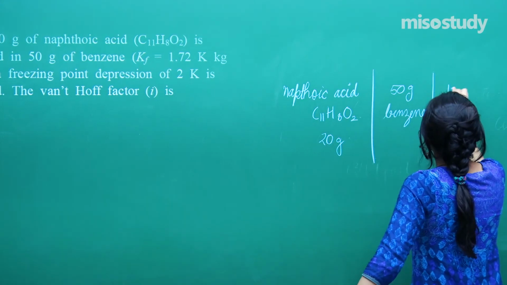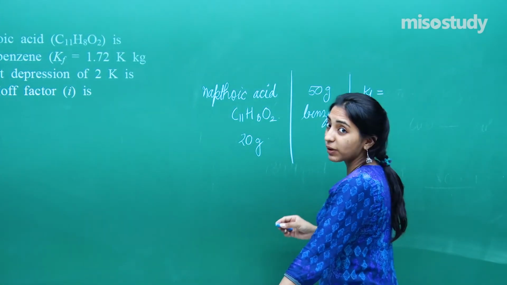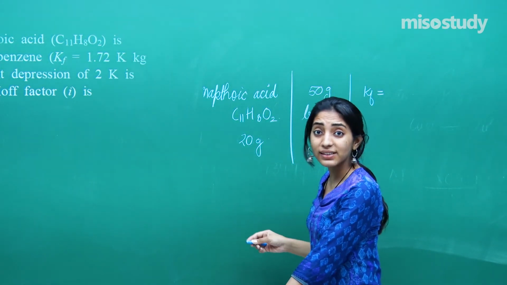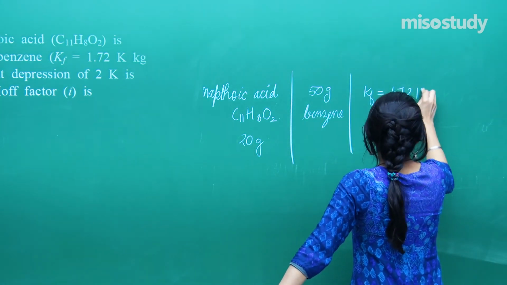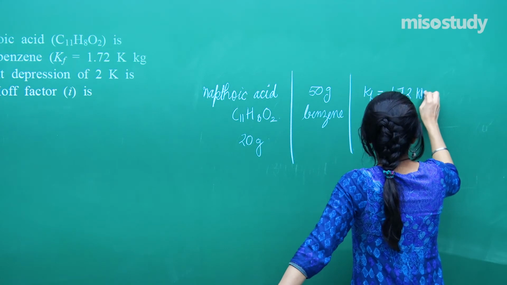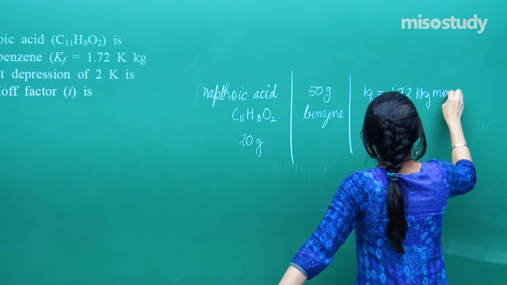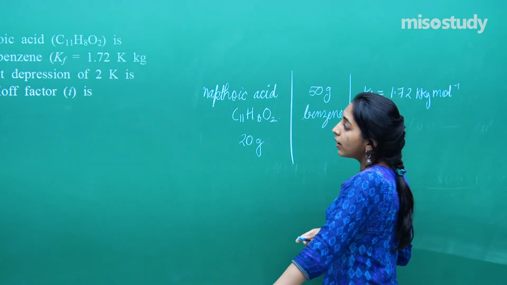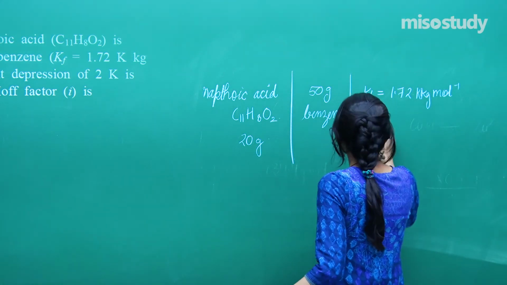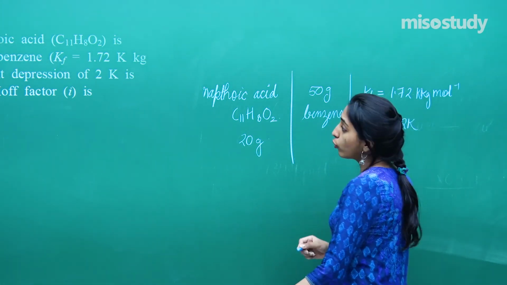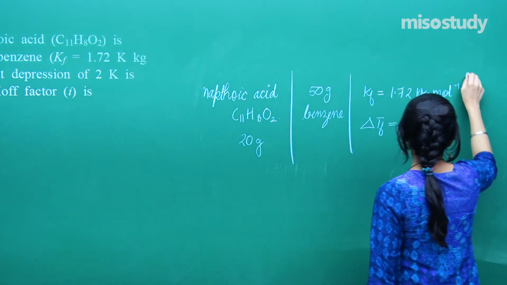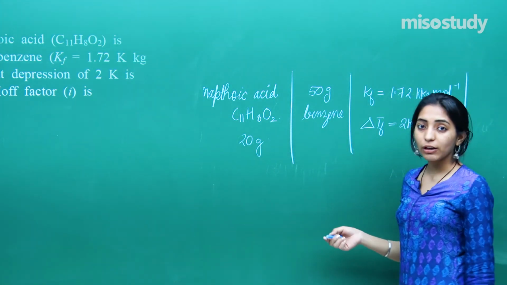The Kf is given. So now see, the Kf value is different because this time the Kf value is given for benzene as a solvent, not water as a solvent. So it is given to be 1.72 Kelvin kg per mole. A freezing point depression, delta Tf, equal to 2 Kelvin is observed. The van't Hoff factor is? So you just need to calculate the value of the van't Hoff factor.